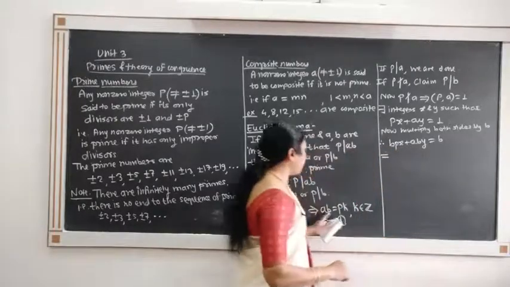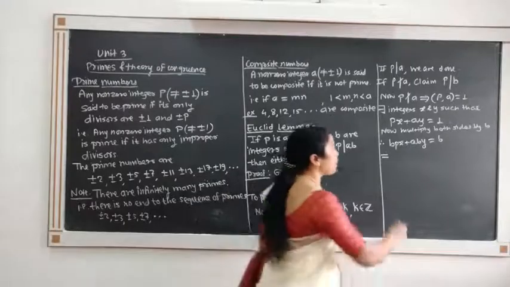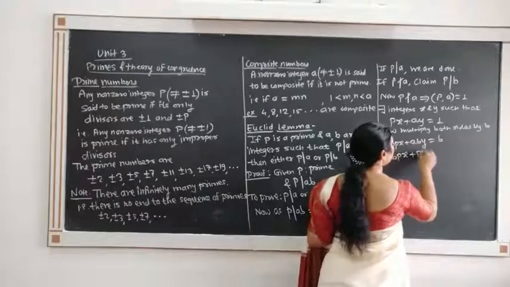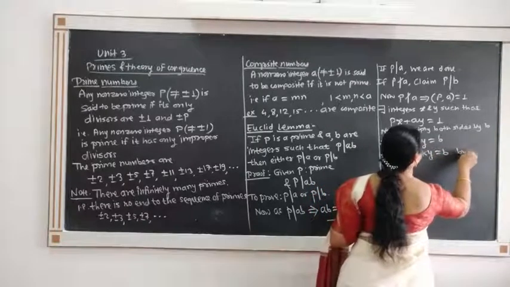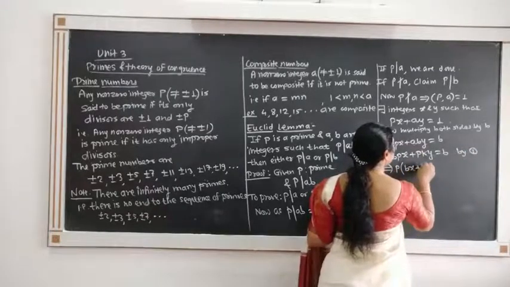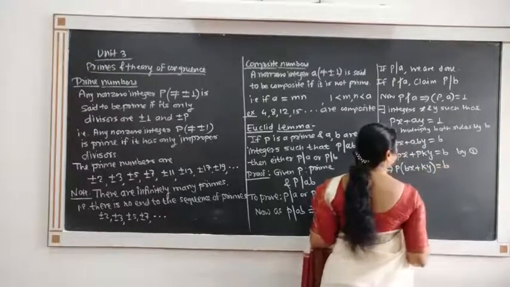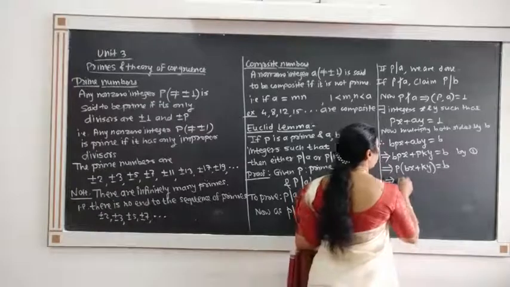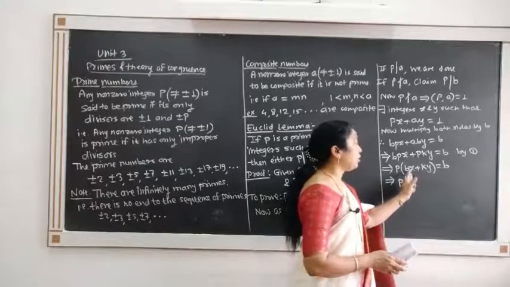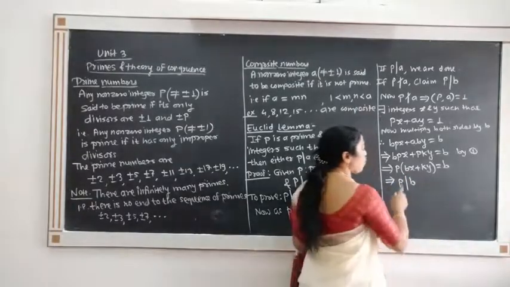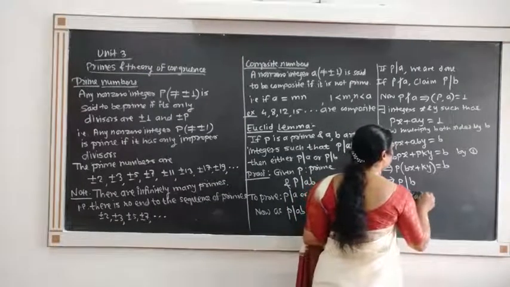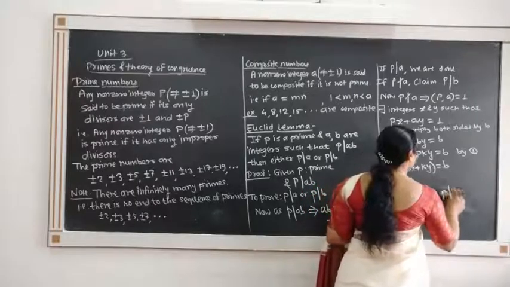But we know the value of ab. ab is nothing but pk by equation 1. So put that value. This is b into px plus pk into y is equal to b. Take p common from this. So p into bracket bx plus ky is equal to b. This implies that p divides b. So b is equal to p into some integer, that is bx plus ky. So obviously p divides b. Therefore, if p does not divide a, then p divides b.